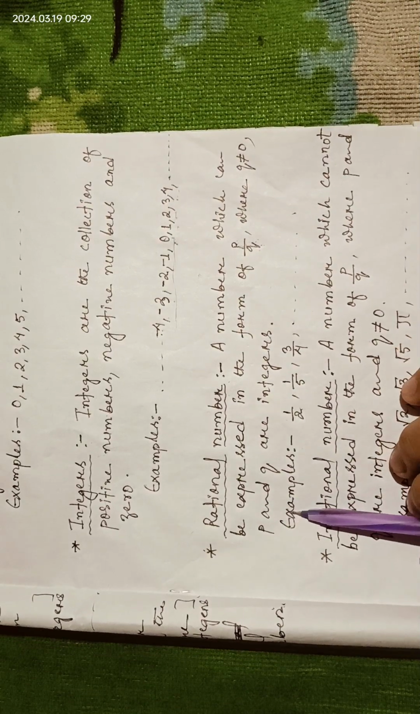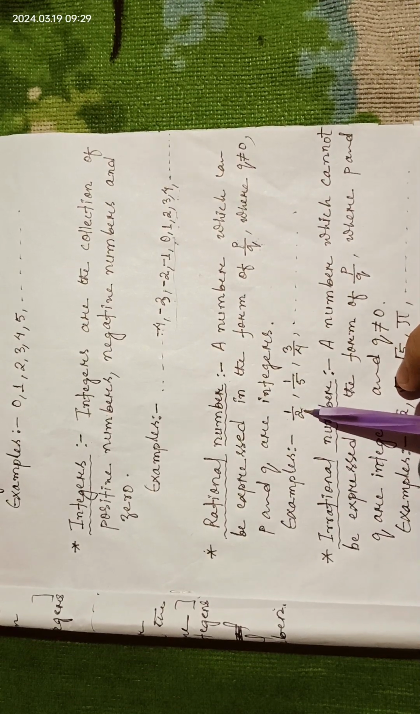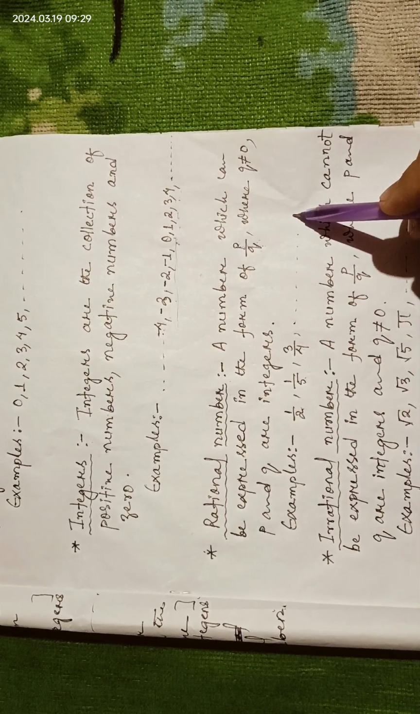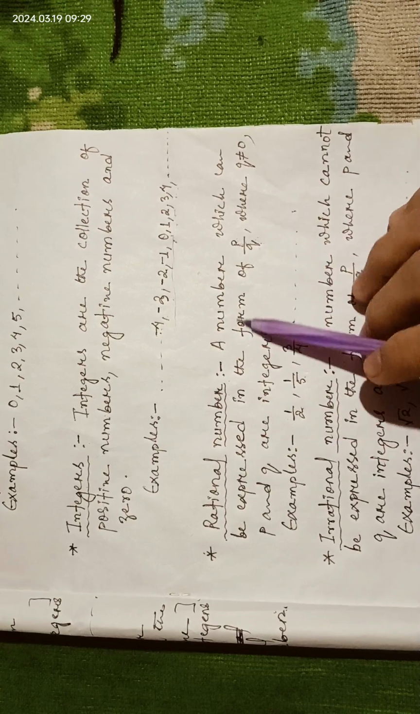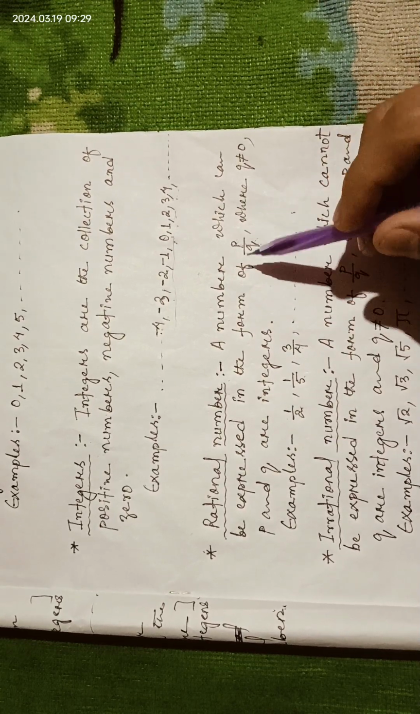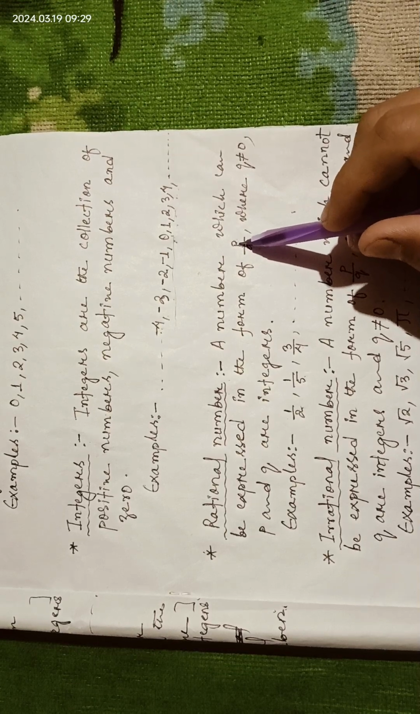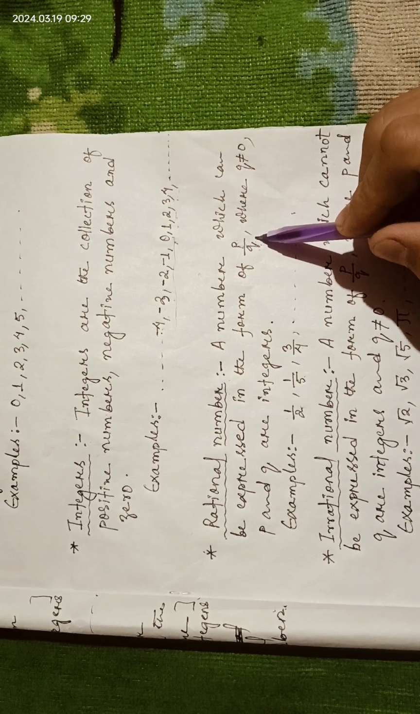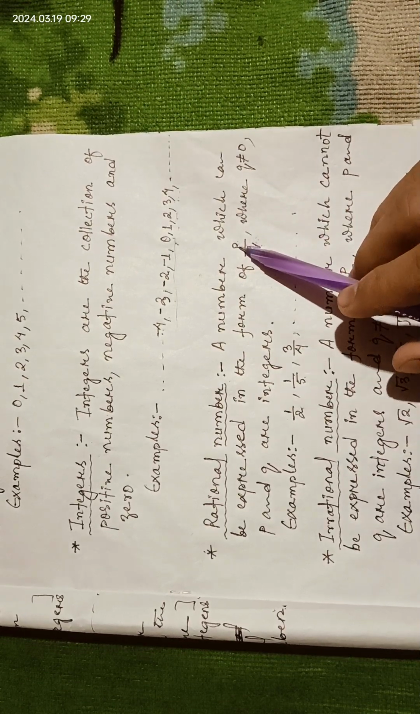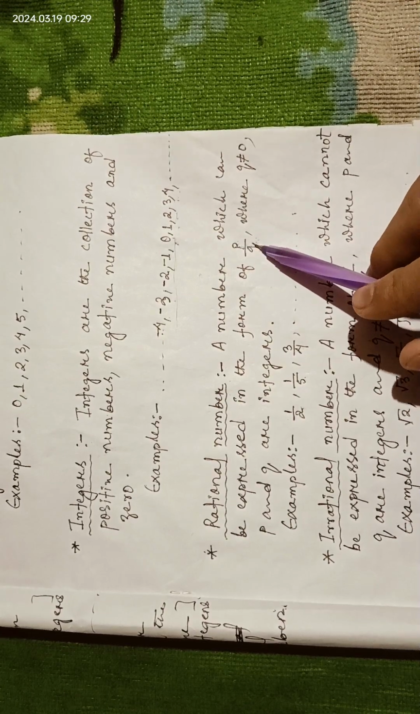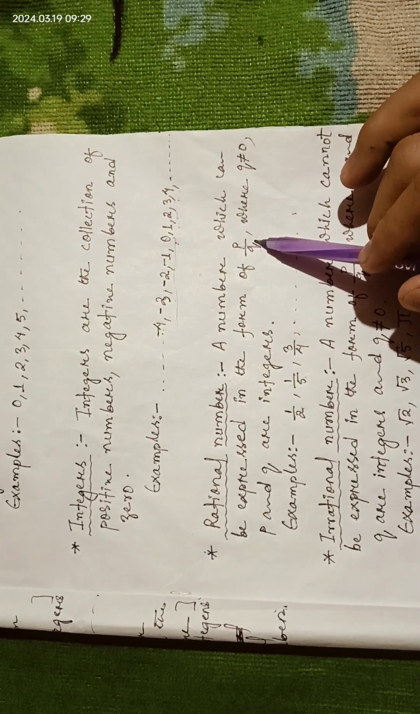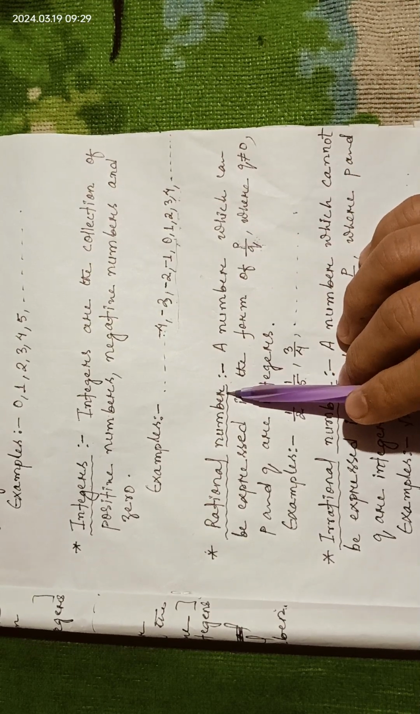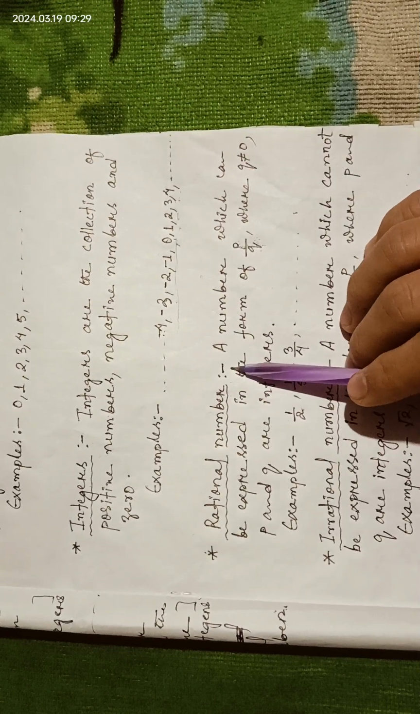So what are the examples of rational numbers? Examples of rational numbers are 1 by 2, 1 by 5, 3 by 4, and so on. This is the simplest definition of rational numbers. Any number that we can express in the form p by q, where q does not equal 0, meaning the denominator should not be equal to 0, and p and q are integers. If this condition is satisfied, then that number is known as a rational number. This is the best way of understanding rational numbers.